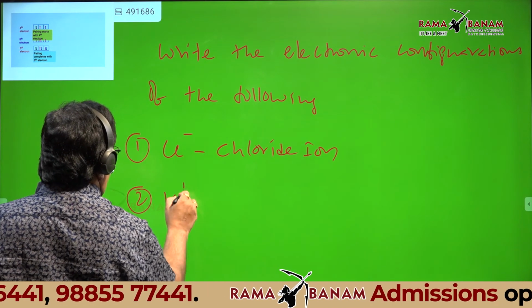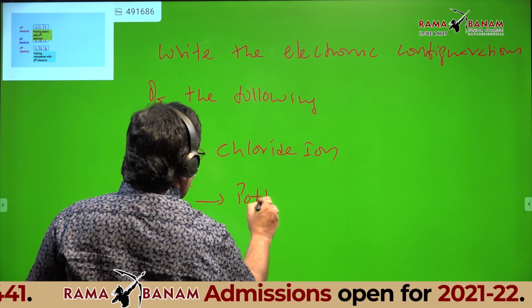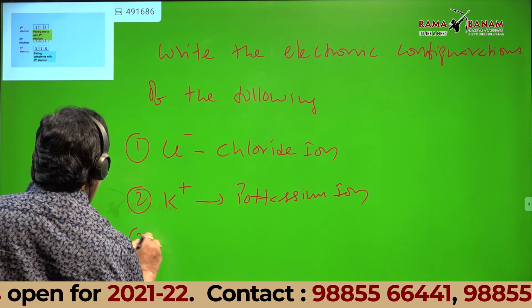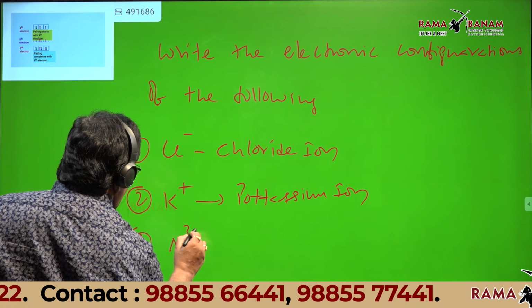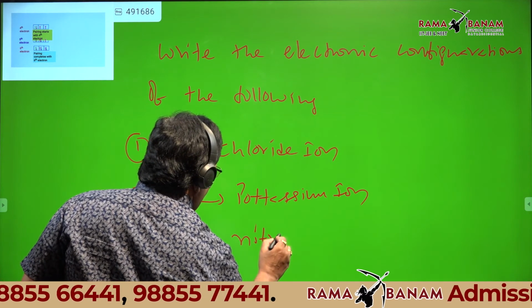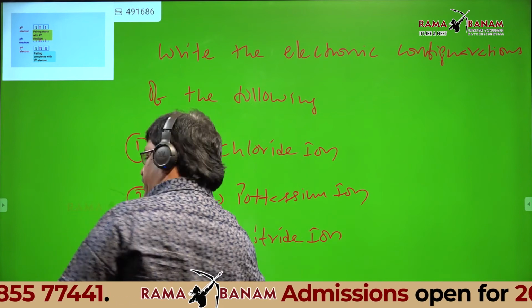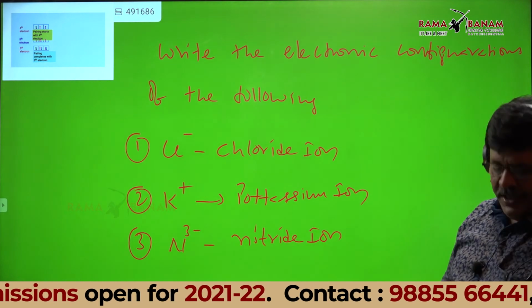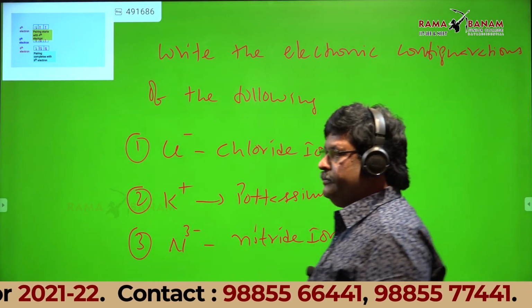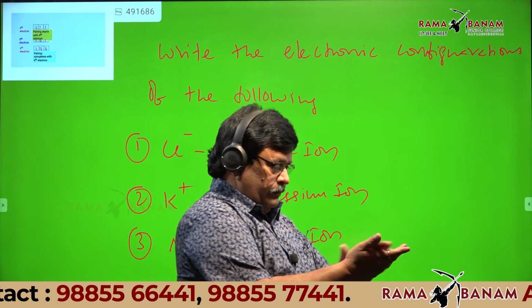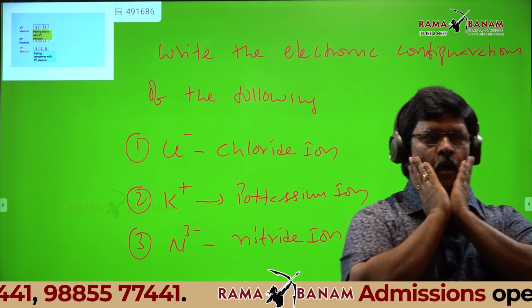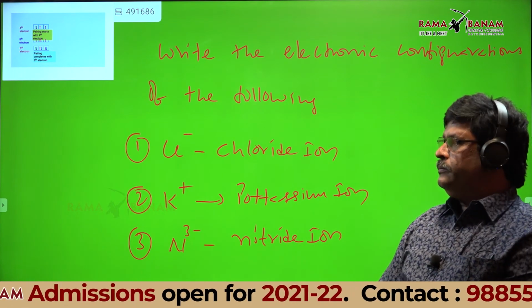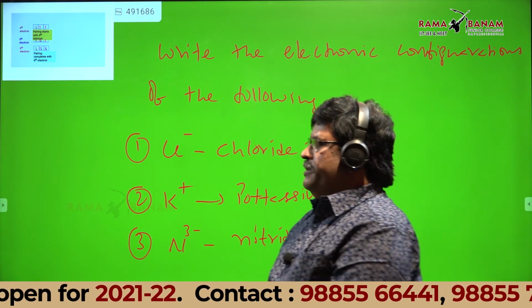Second one, K plus, potassium ion. Third one, N3 minus, nitride ion. Can you write for these three? Ramu, mute your mobile, please.